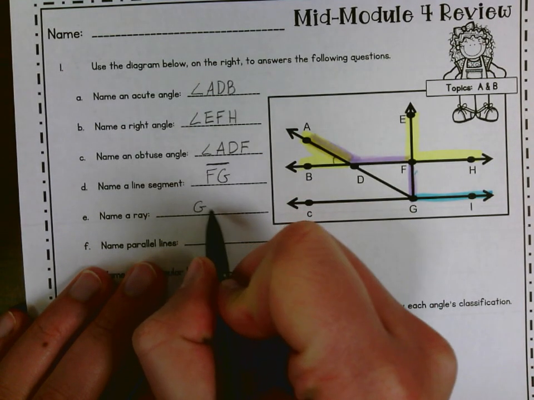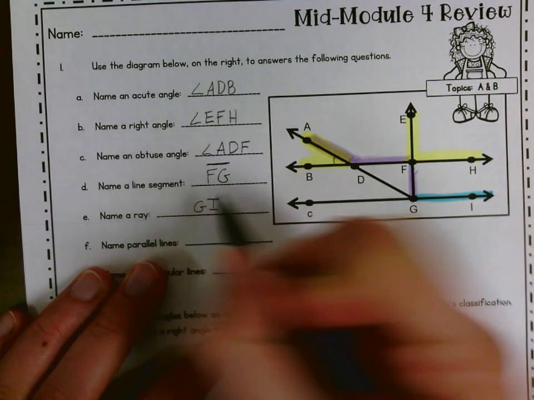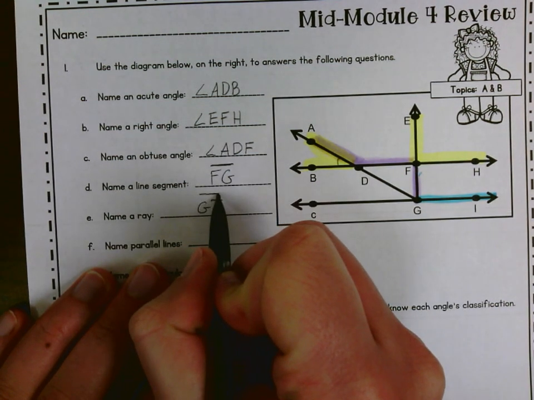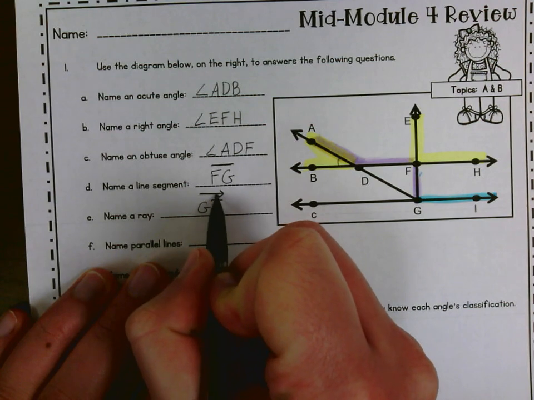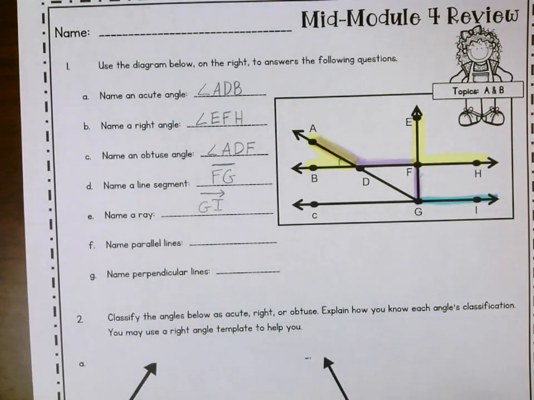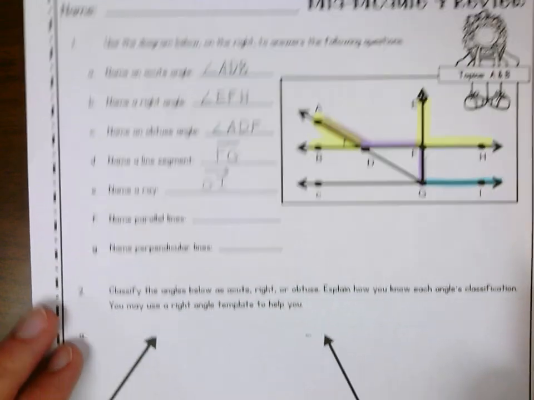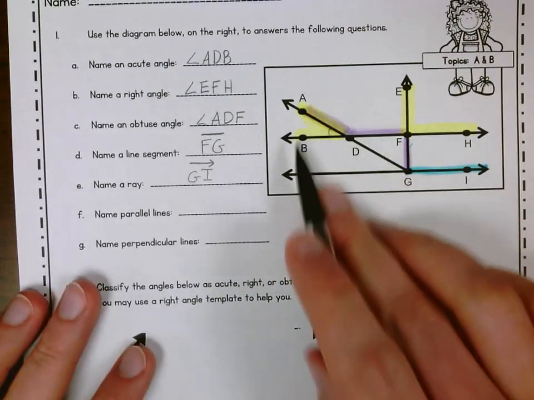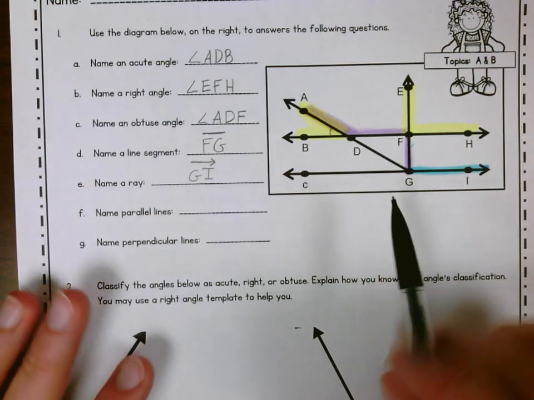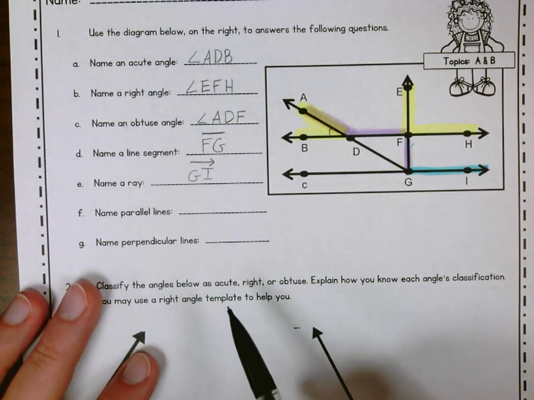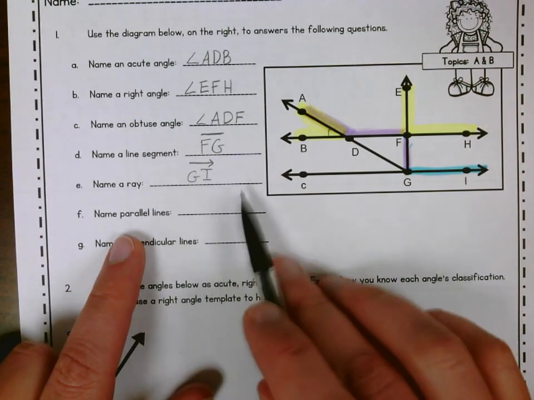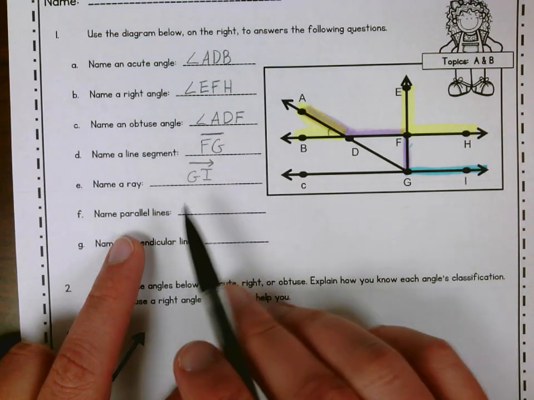So I'll name the points G and I, and then I'll put a little ray on top to indicate I'm talking about the ray GI. These symbols are very important, and I'll be looking for those on the test. As you're seeing here, because there's so many correct answers, you've got to be very specific with your symbols so that I know that you're looking and thinking about the same thing that I am.